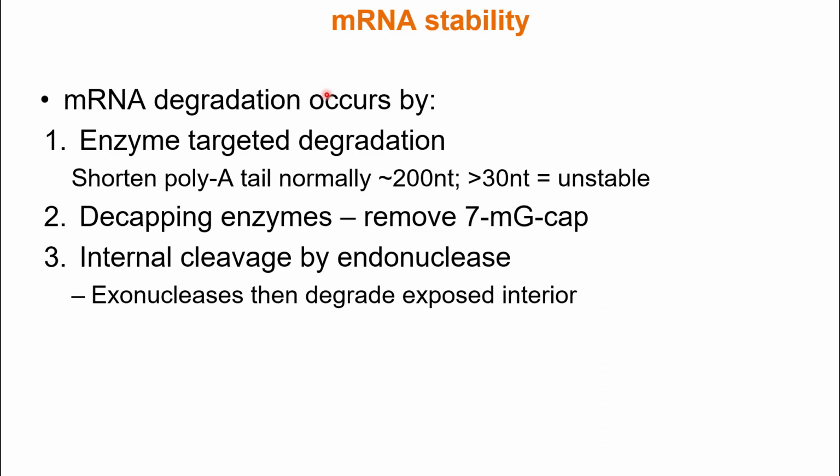And then finally, the body can produce what we call endonucleases. These are enzymes that can cleave the mRNA from in the middle, right? So they degrade the exposed interior. Even if the ends are protected, if we produce these endonucleases, we break up the middle.